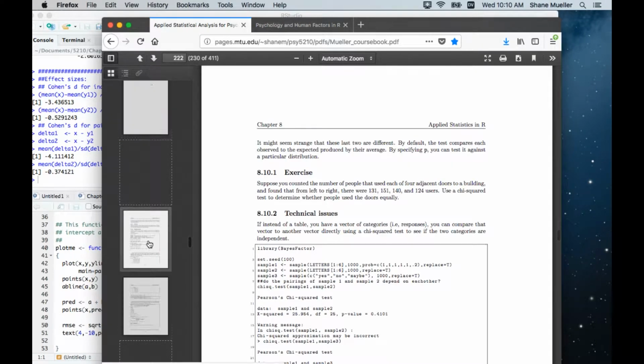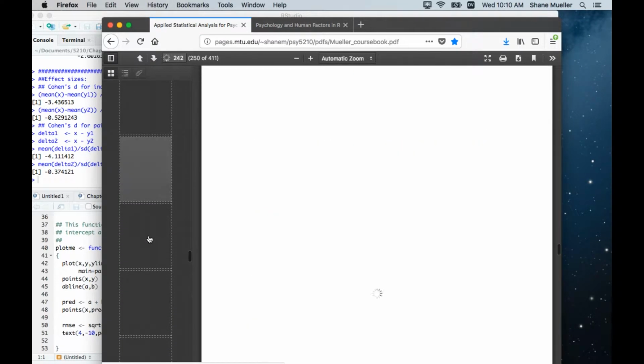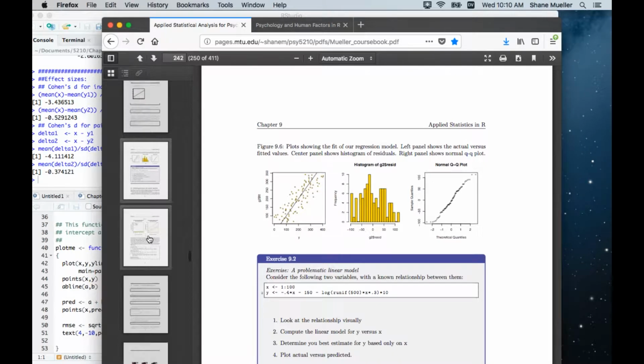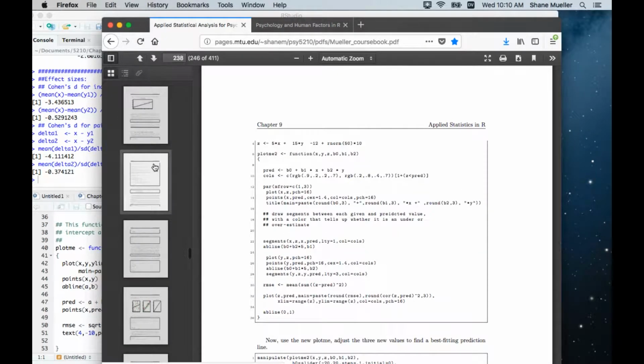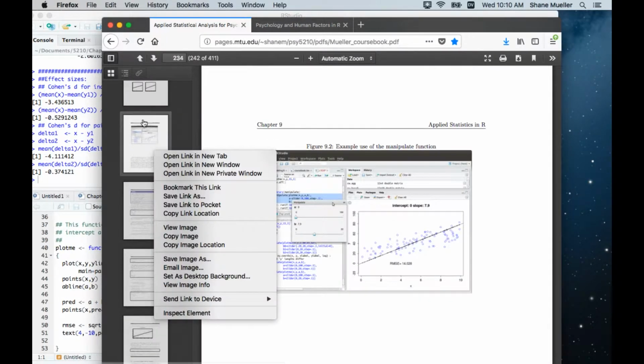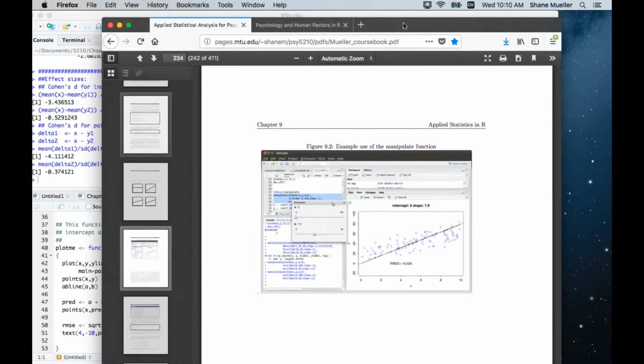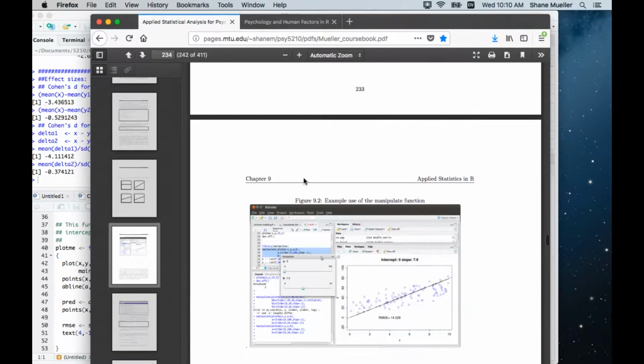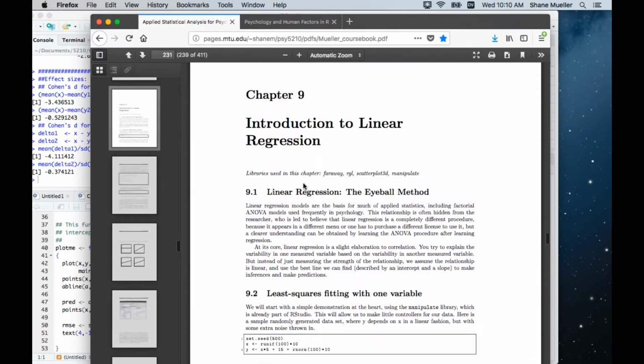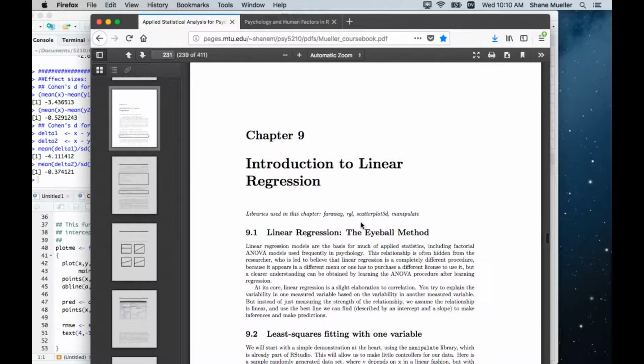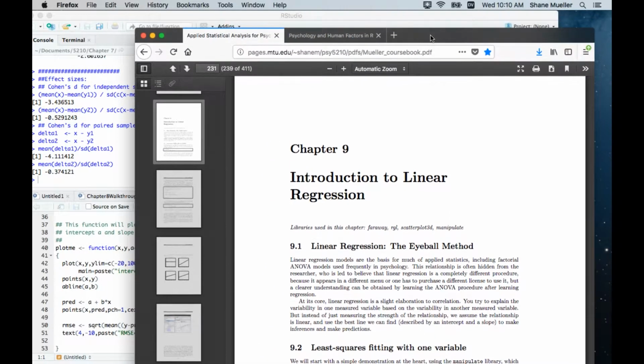Let me scroll down. So here we are, somewhere in Chapter 9. I want to find this because at the top of this page it says which libraries we're using. We're going to be using especially Scatterplot 3D, Manipulate, RGL, and I think some data from the Fairway package, but maybe the Fairway is probably not used till Chapter 10.